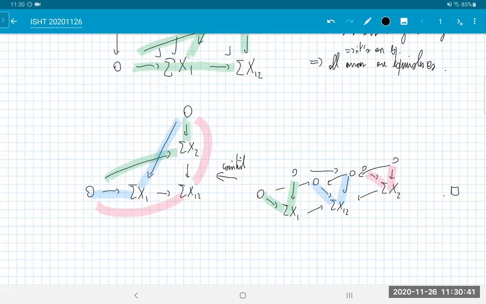I don't know if you can see the geometric picture on these diagrams, but it's just collapsing the zeros. So you get the same limit. Okay, so that's the proof of stability, in somewhat magic fashion.